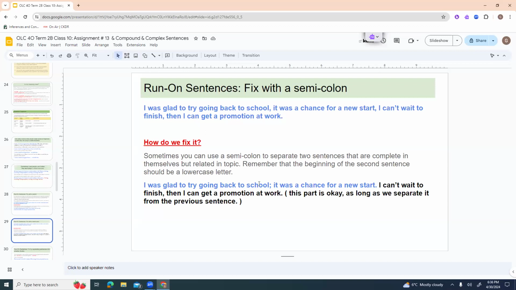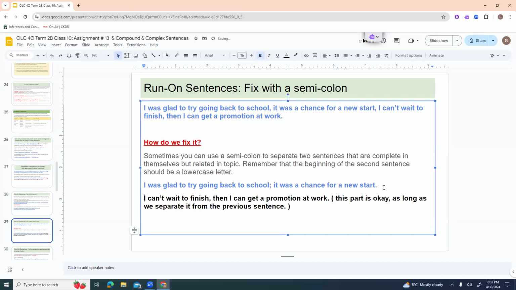I was glad to try going back to school; it was a chance for a new start. And then I put a period and I just did our second sentence. This one we already kind of fixed last time and it's fine now. Here is another way we can fix the first sentence, by using a semicolon where I did have a comma.